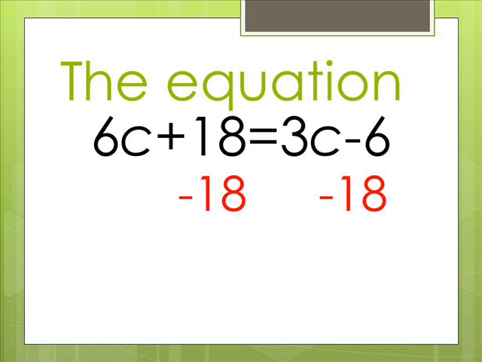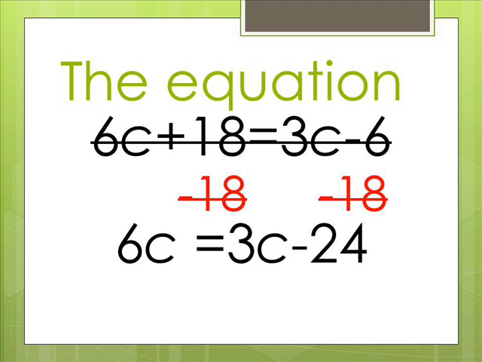Well, when I attack a problem like this, the first thing that I do is I subtract 18 from both sides. What I do to the left-hand side, I also have to do to the right-hand side. So after subtracting that, I got rid of the 18 on the left-hand side, and I added an additional negative 18 to the right-hand side. So now I have minus 24 on the right-hand side, with also a 3c and 6c on the left-hand side.